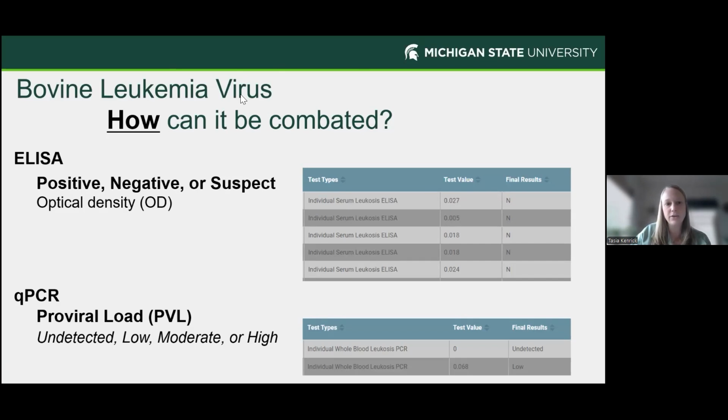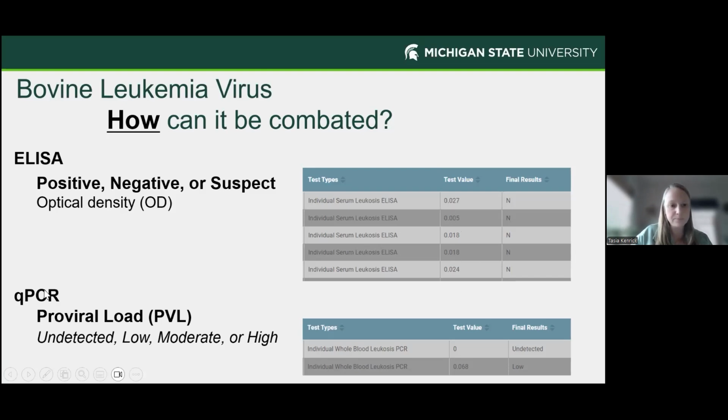The test value is the optical density of the ELISA, and really, we haven't found anything related to or associated with proviral load at an OD value. So just wanted to let you know that's what it was, but it doesn't correspond to amounts of virus or anything like that in these ELISA tests or assays.